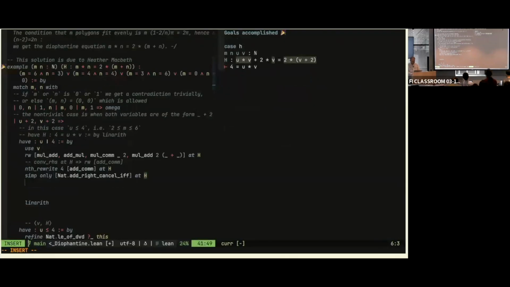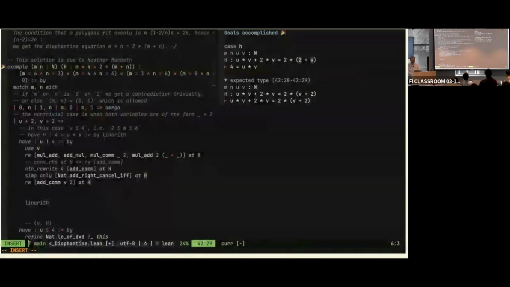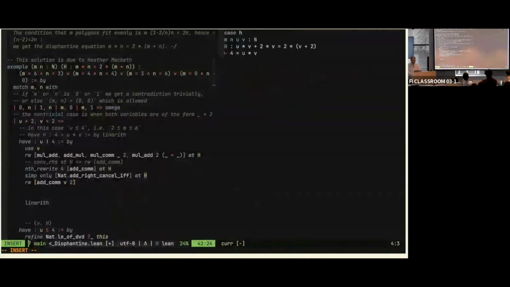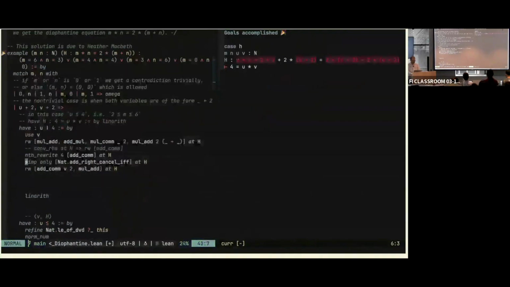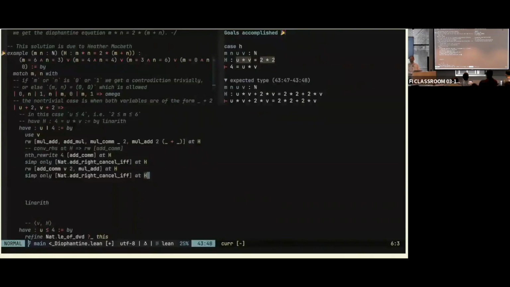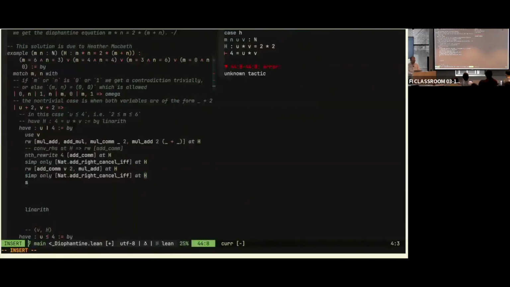And now what I need to do is probably at com v2 h and also mul add at h, and now probably the same stuff should work. And now I have this, which is not exactly what I want, but probably simp would get it. And now I'm done.